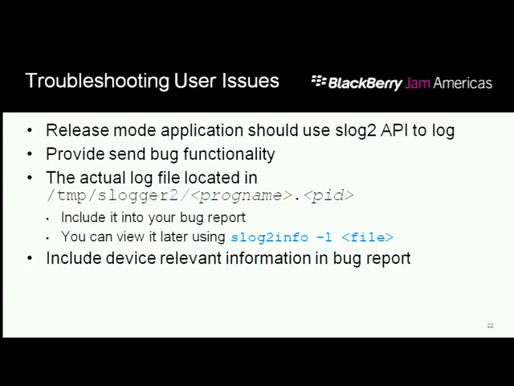So the actual log file is located in this location. So you'd want to include that in your bug report. And if you are including those in your bug report, in order to view them, you'd use the slog2info command with the -L option. It's also important to include device-relevant information, things like the OS version or the version of your application where the bug happened, so that it makes it easier for you to track those issues.